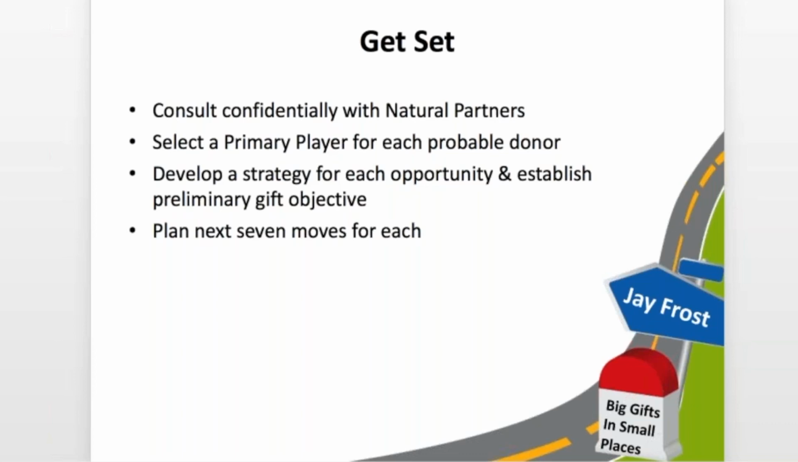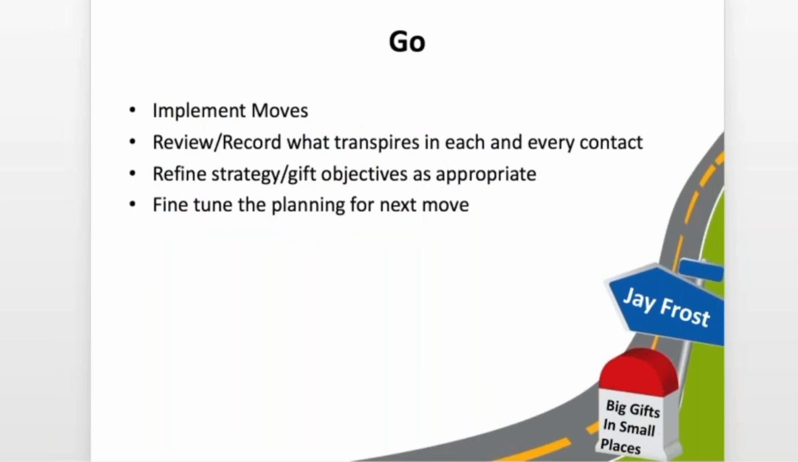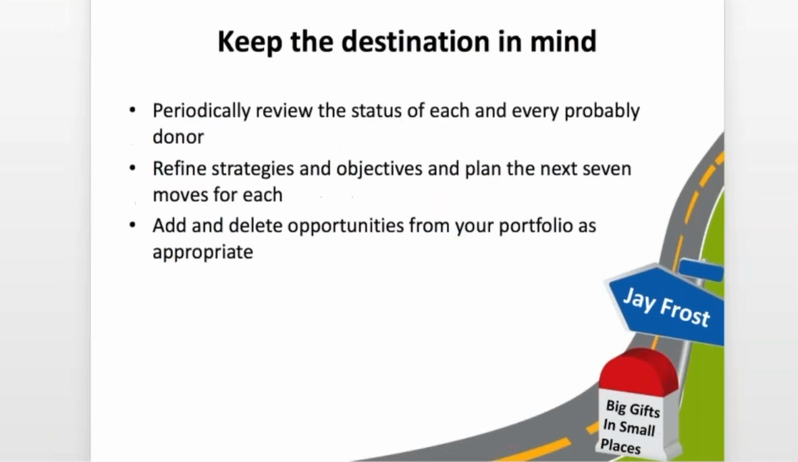Develop a strategy. Maybe it's one page for each opportunity, and establish a gift objective and plan your next several moves. It doesn't need to be 7. That's the typical number, but it needs to be the right number for the person. And then go implement those steps. Record everything you do in your database, and then refine your objectives as appropriate, tuning up each piece for each next move. Always thinking about the destination.